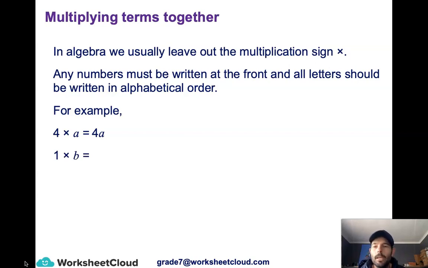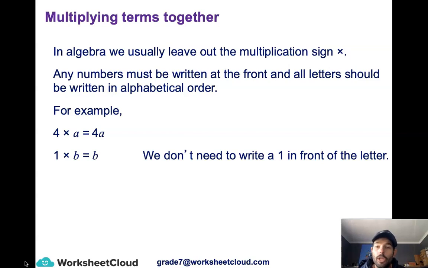1 times B can be written as just B. Sorry, I almost said 1B, but we actually don't need to put the 1 in front of the B, because if there's B by itself, there can only be one of them. Okay, so in algebra, we don't write the 1, we just leave it as B.